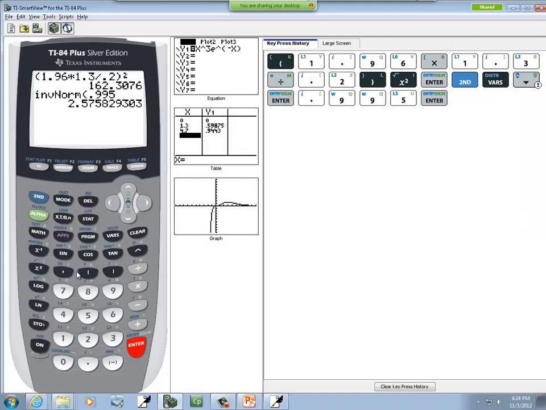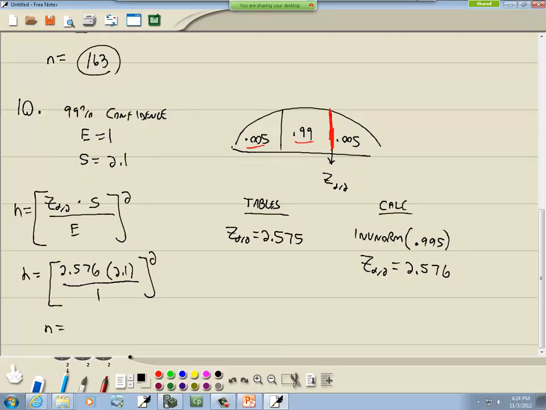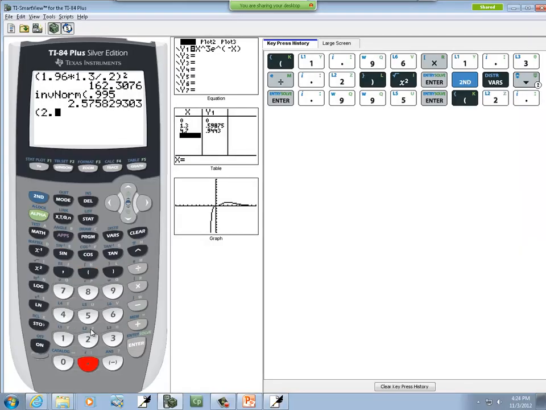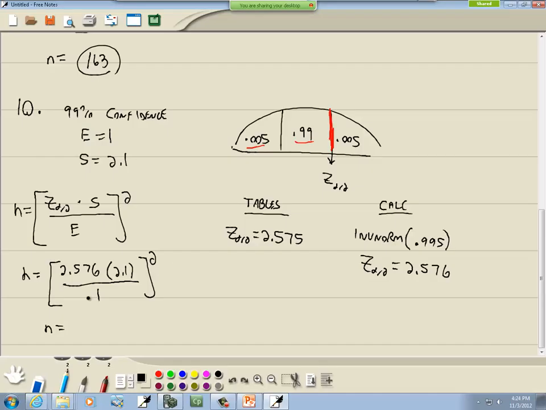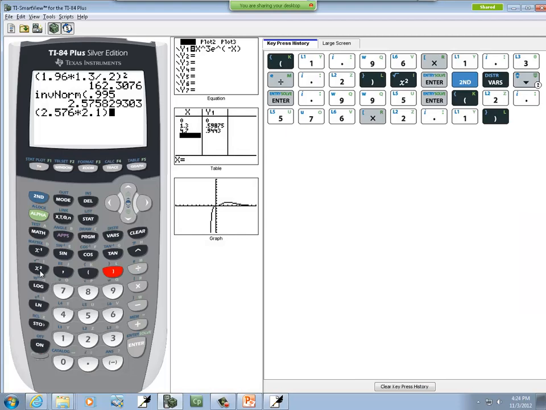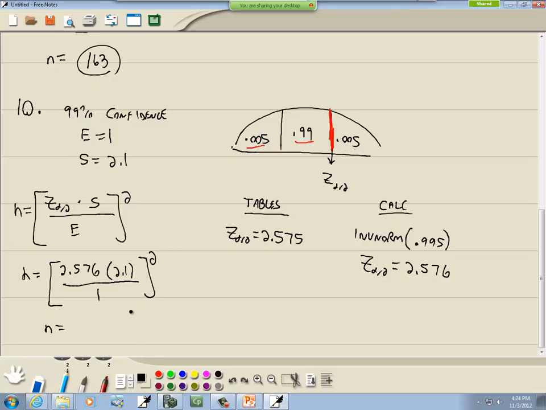Okay, so beginning parentheses, 2.576 times 2.1, close parentheses, I don't need to put the divide by 1, and then squared. And I always round up, so it'll go to 30. And that's our answer. Let me save that.